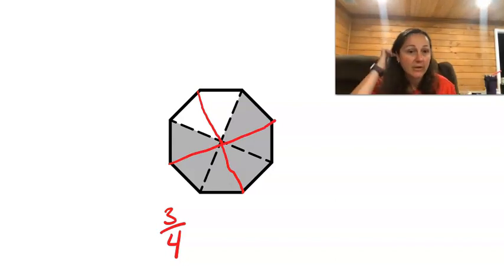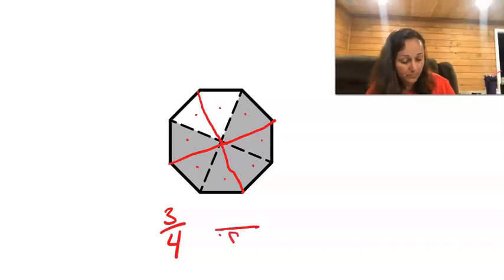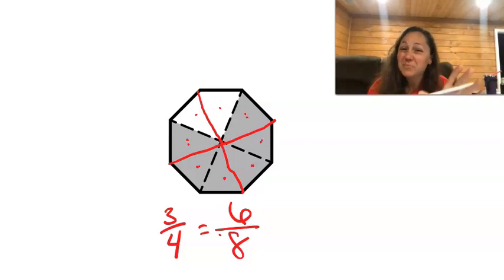Now, how many pieces do I have total? Count them up. 1, 2, 3, 4, 5, 6, 7, 8. I have 8 pieces total. And how many colored? 1, 2, 3, 4, 5, 6. And those are equivalent.